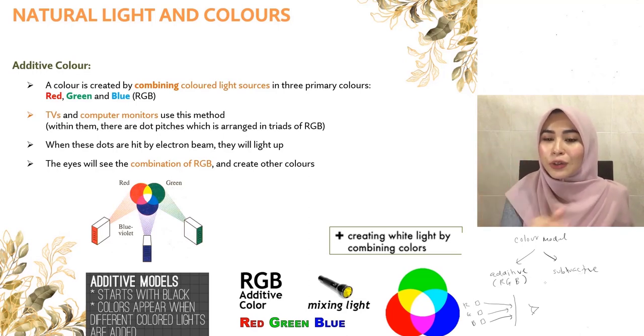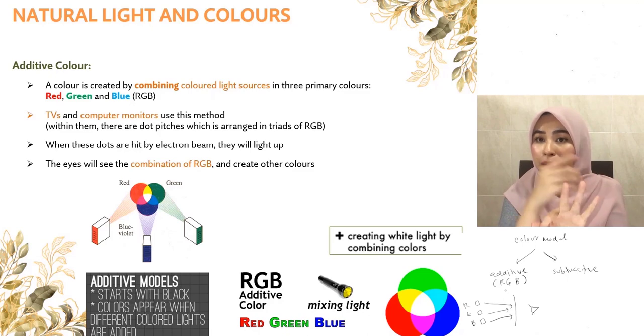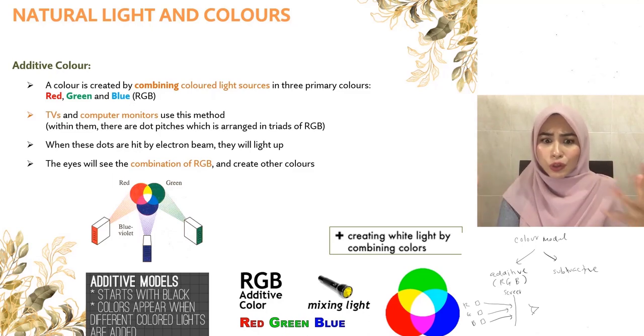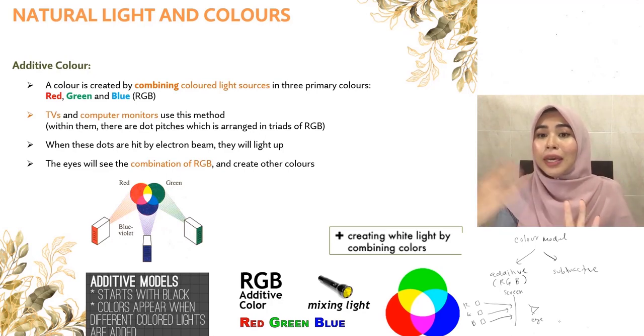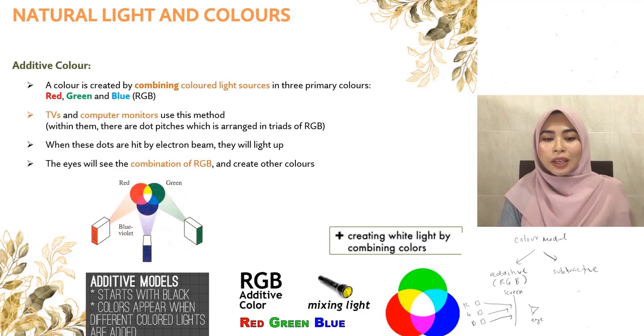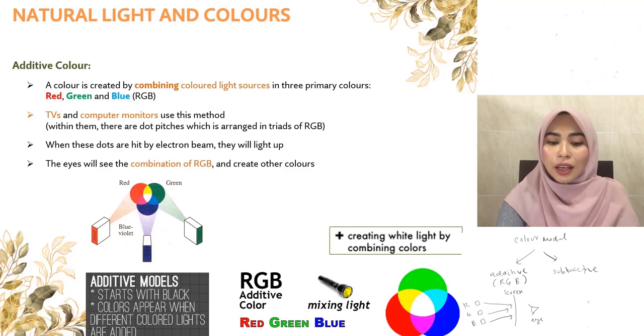Because there's no light. Okay, so you know that the light sources are in these three colors: red, green, and blue. And how do we see all these different colors on your phones, on your screen, on your TVs? It's because from these three colors, we are able to combine them and make other colors as well. Within the TVs and computer monitors, there are dot pictures arranged in triads of red, green, and blue. Inside your TVs, you have this red light, this blue light, and green light. So when these colors are lit up and combined, you can create other colors as well.